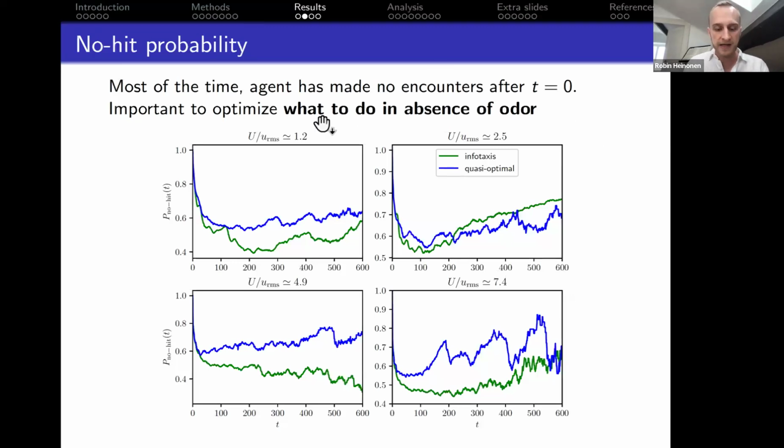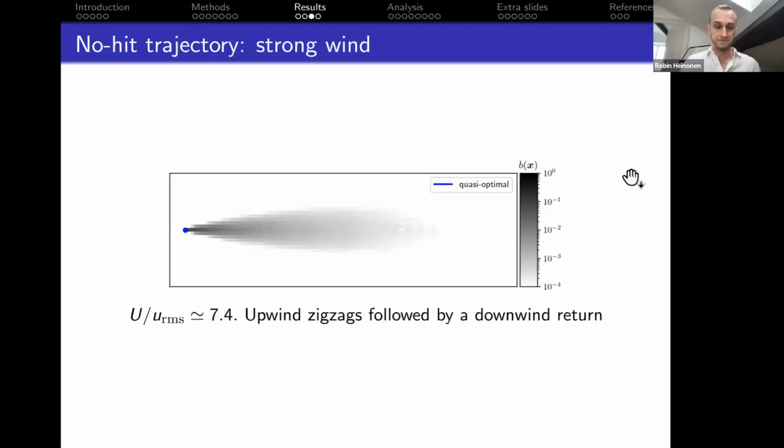One of the immediate results is that most of the time the agent has made no encounters after time 0. To be more precise, we've measured the probability that, given that the agent has not yet found the source and it's still searching, it hasn't smelled anything since time 0. Well, that probability, as you can see here, is typically greater than 50%, if not 60, 70, 80%. So this tells us that most of the time we're in the absence of odor, and it's really important to optimize what to do in such a scenario.